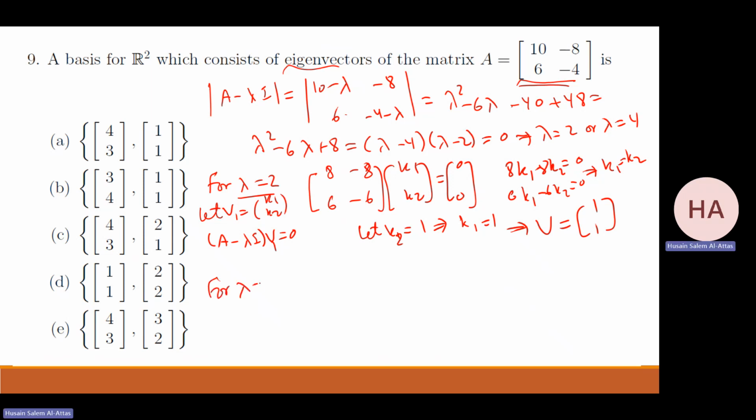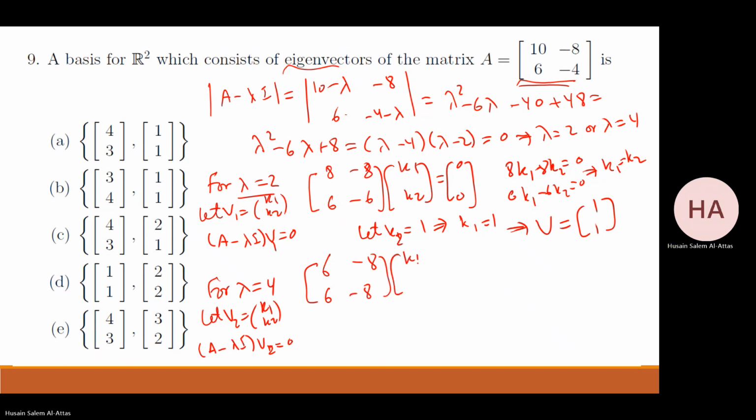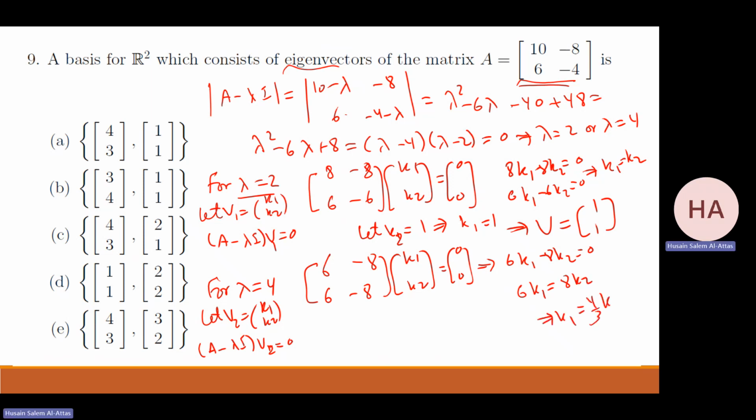Now for lambda equals 4, I let V2 be K1, K2. I need to solve this. For lambda equal 4, what do I have? 10 minus 4 is 6, minus 8. And 6 minus 4 is also minus 8. So I actually have one equation, very clear: 6K1 minus 8K2 equals 0. So 6K1 equals 8K2, and K1 will be 4 over 3 K2. So I let K2 be 3 and K1 is 4. My V2 will be 4 and 3. This will be my answer. This is V2 and this is V1, so these are the bases.